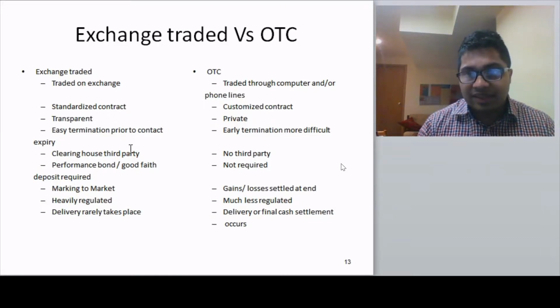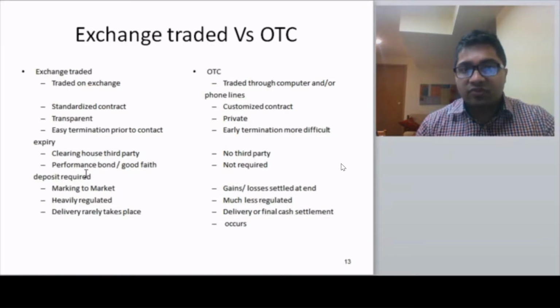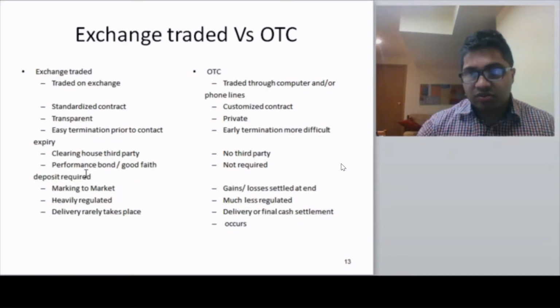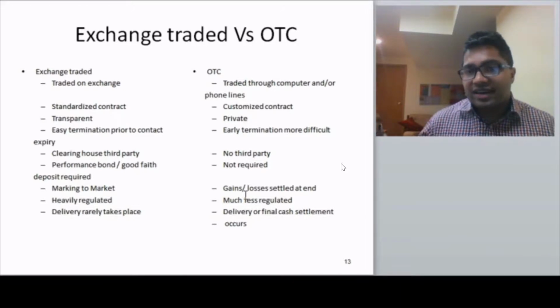For futures, the clearinghouse is the third party, so the clearinghouse guarantees the trade. In OTC, there is no third party. Performance bond or good faith deposits are required, so you have to deposit initial margins to trade in futures. In OTC, there is no performance bond or good faith deposit. Futures are marked to market, so profit and loss are adjusted each day. In OTC, profit and loss are settled at the end.